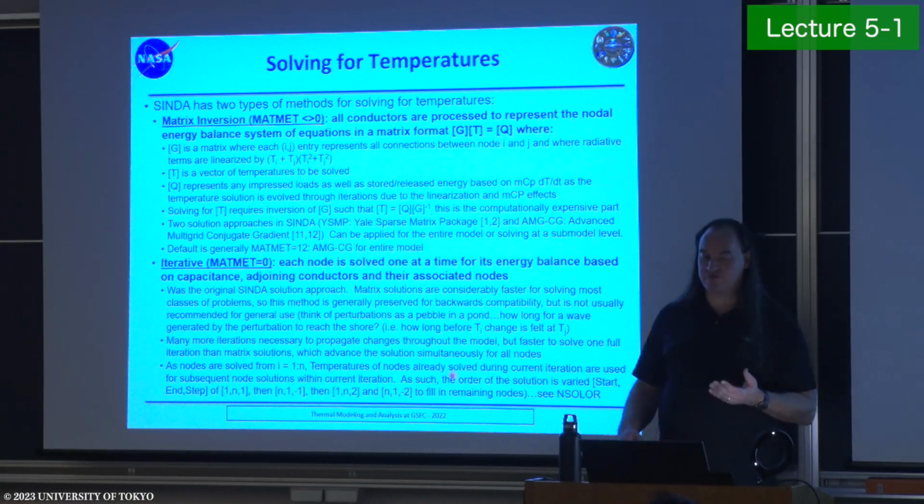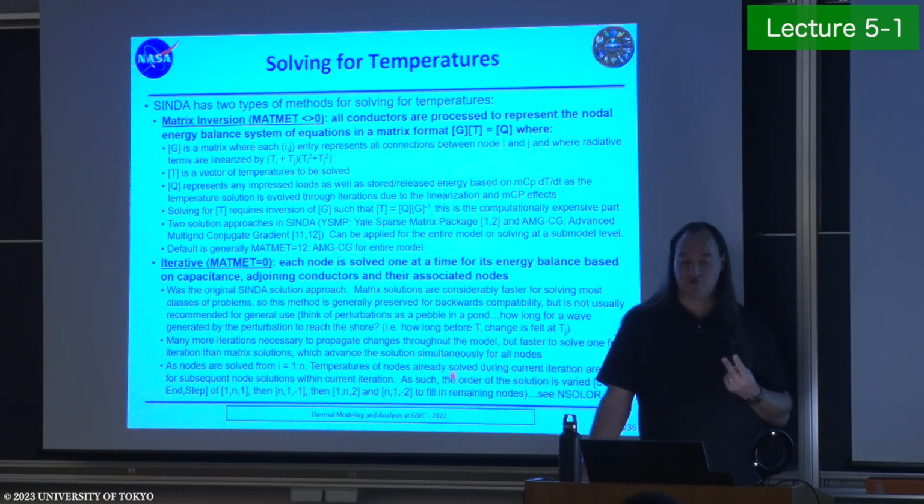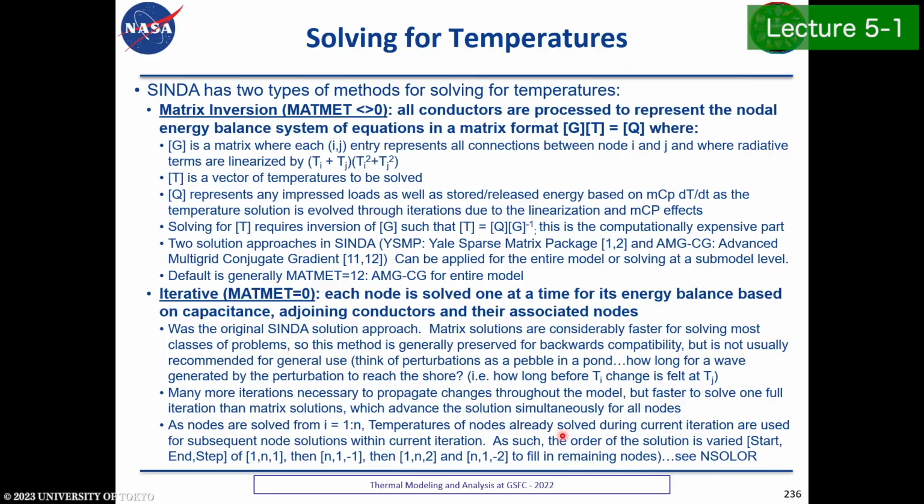So what it's doing when it solves for temperatures, there are 2 methods that it has for solving. There's a matrix solution and an iterative solution. The matrix solution to me is a black box. It's magic. Somehow they do the advanced multigrid conjugate gradient stuff that academic types would probably understand better than me, but they take the G matrix, they invert it, they multiply it by the Q vector, and they get the temperatures out. They do have to take all of the radiative terms and linearize them.